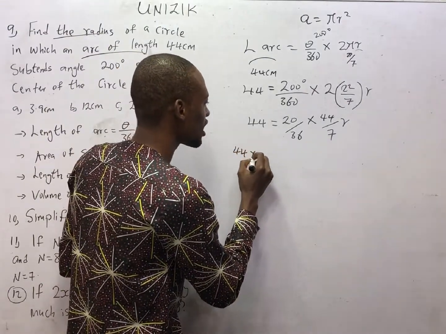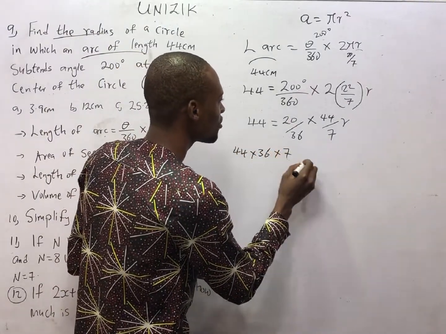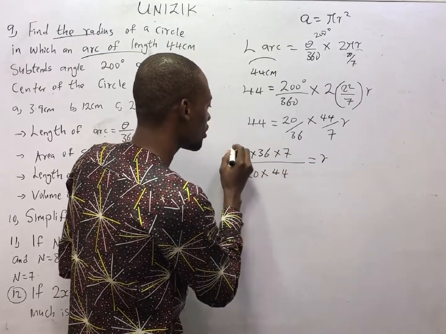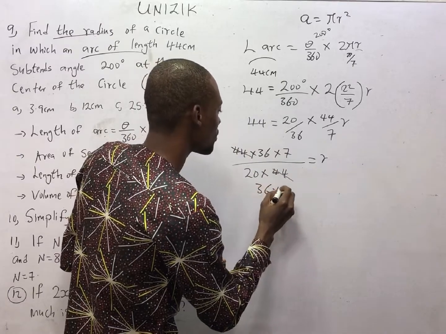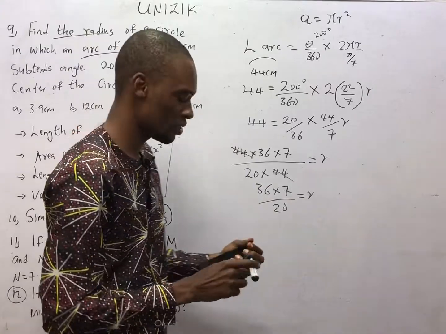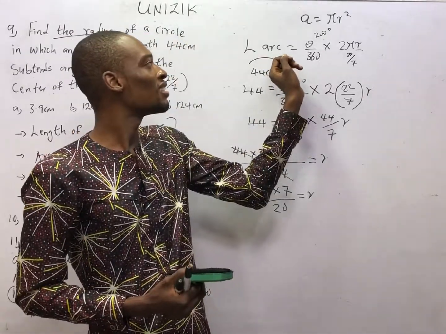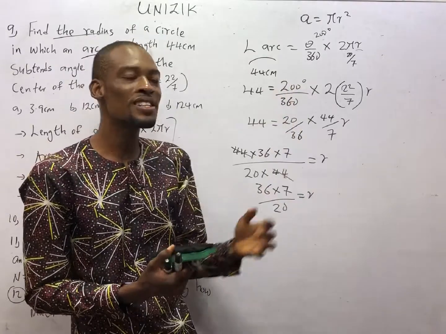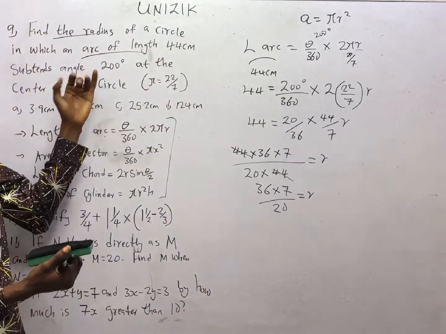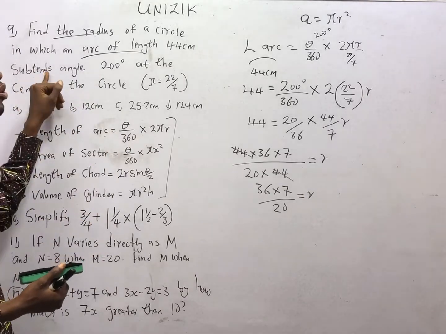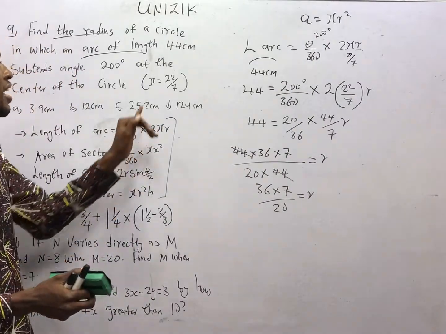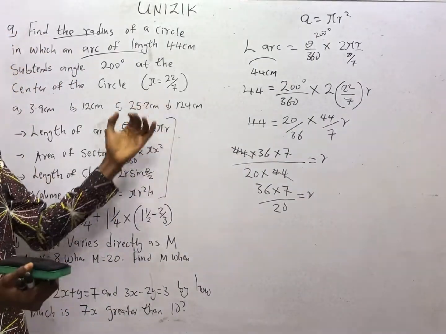So from here, this is the answer. 44 times 36 times 7 over 20 times 44 is equal to r. So this is 36 times 7 over 20 is equal to r. What did I do? This is the formula for length of an arc: theta over 360 times 2 pi r. We are given the length of the arc to be 44 cm, and the angle the arc subtends, which is theta, to be 200 degrees. And we are asked to take pi to be 22/7.